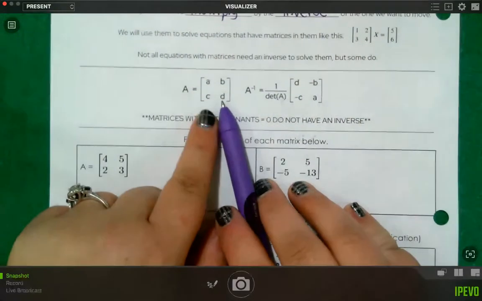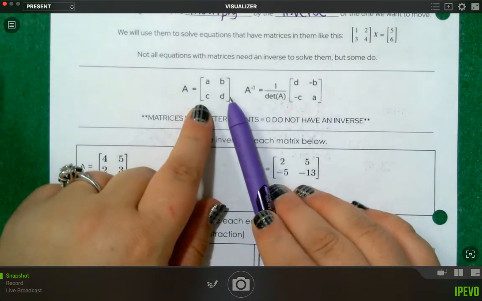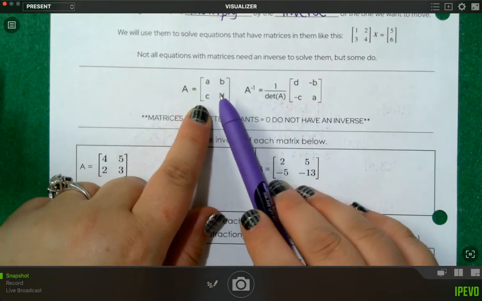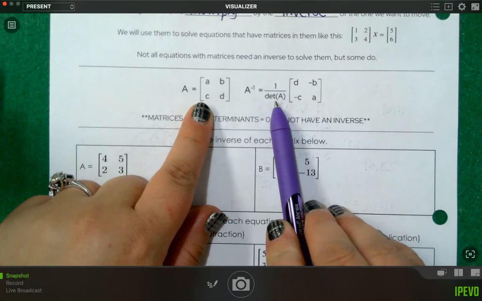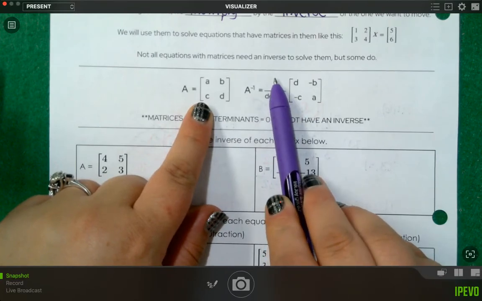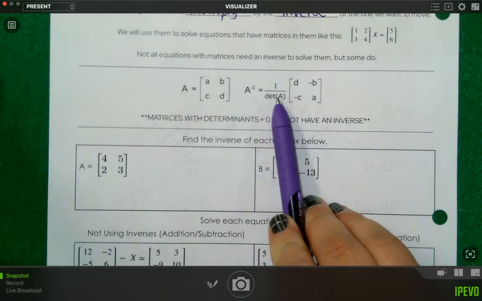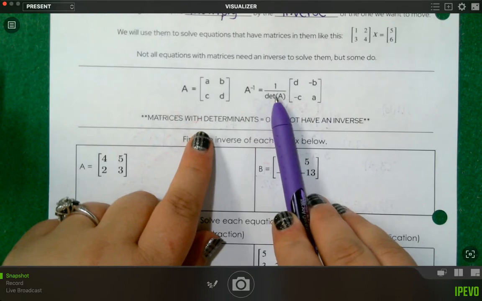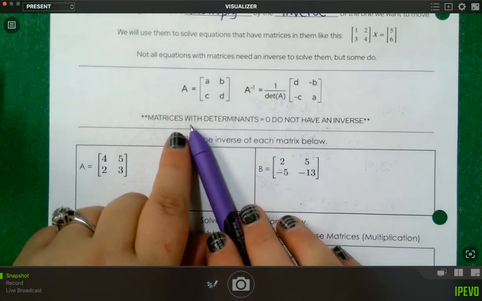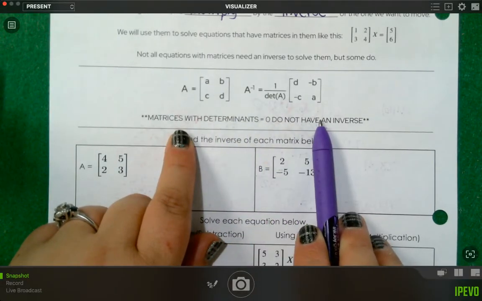So here we have our standard matrix A, B, C, D, just like we started with in 2.8. The inverse of this has 3 pieces that you need to do. Out front, you need to multiply by 1 over the determinant. So if the determinant is 2, you're going to multiply by 1/2. Okay? This is not allowed to be 0 because you can't divide by 0 in math. That's not possible. So if the determinant is 0, it doesn't have an inverse, and you just stop there.